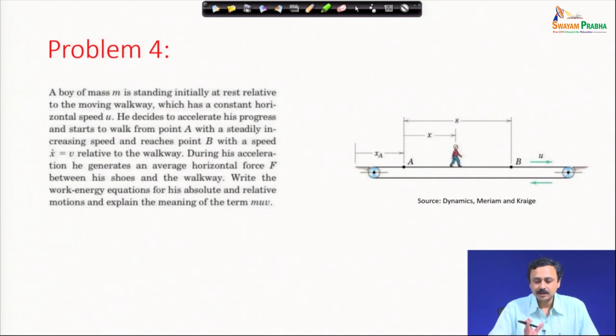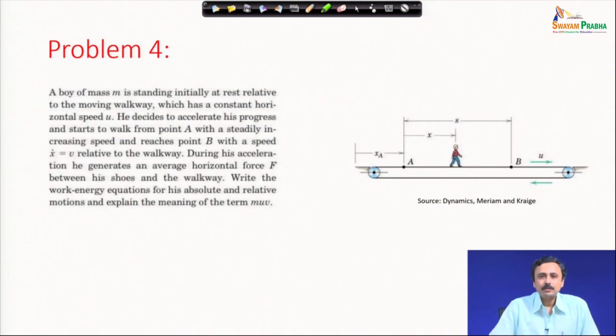Here you should note that A and B are fixed points for a ground fixed observer. So, you as a ground fixed observer are observing this boy, and at A he decides to accelerate and reaches B with a velocity equal to v relative to the walkway. During his acceleration, he generates an average horizontal force F between his shoes and the walkway. Write the work energy equation for his absolute and relative motions and explain the meaning of the term m u v.